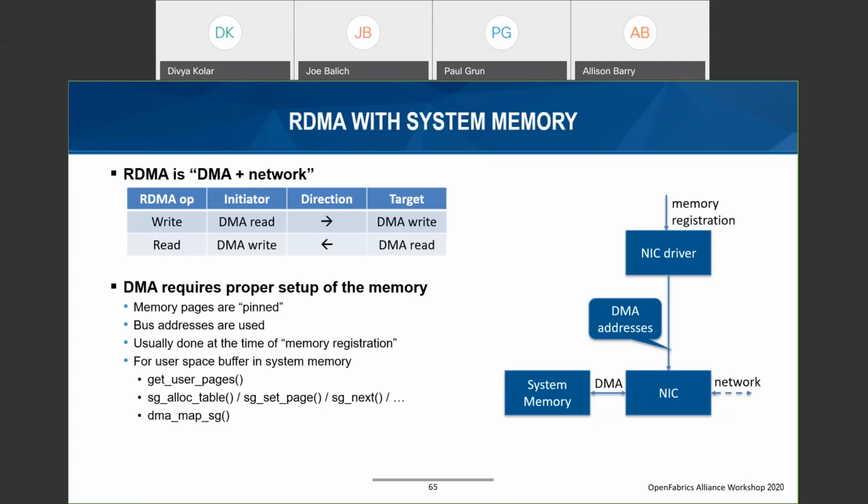For example, for a user space buffer located in the system memory, the memory pinning is usually done by the function called get_user_pages. To get the DMA address, the kernel function dma_map_sg and its family, there are many similar functions, are used to translate the page structure into the bus address.